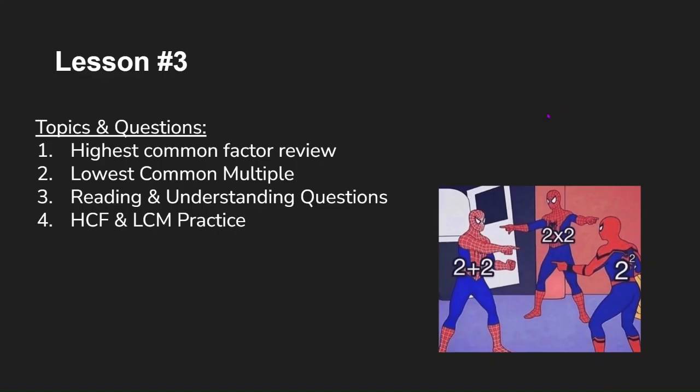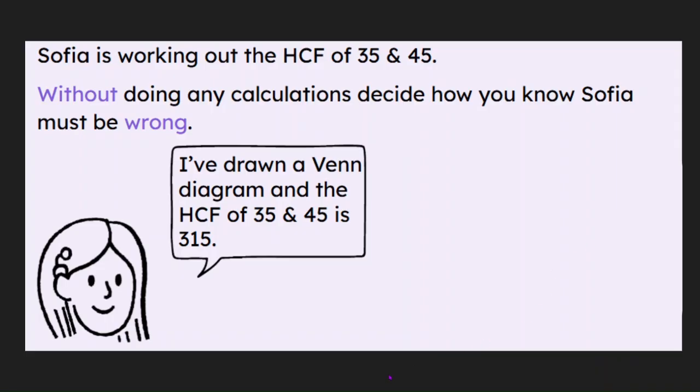Okay, so let's start with some revision. So I've got a statement here. It says Sophia is working out the highest common factor of 35 and 45. Without doing any calculations, decide how you know Sophia must be wrong. And Sophia has said, I've drawn a Venn diagram, and the highest common factor of 35 and 45 is 315.